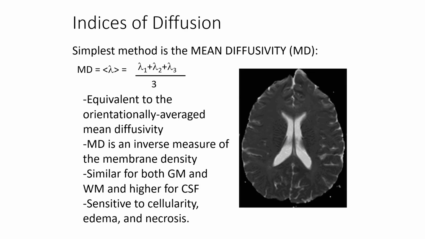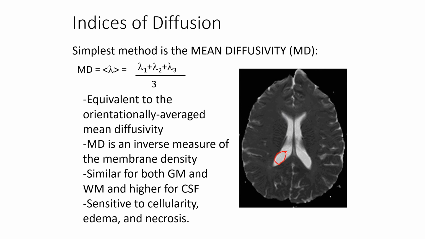So now, through research, we want to have some way to quantify this diffusion. The simplest method is what we call mean diffusivity. The mean diffusivity is the mean of the 3 lambda values, our 3 eigenvalues, lambda 1, 2, and 3. This is an inverse measure of membrane density. It can be similar for gray matter and white matter, and it's higher for CSF.